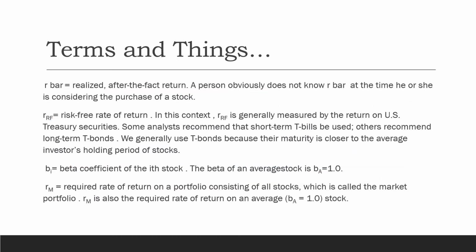So R bar is the after the fact return. Now, R bar is the actual return you have from your stock rather than anything theoretical. It deals with, well, what you actually get back. RF is the risk-free rate of return. This is the rate of return that is often guaranteed.